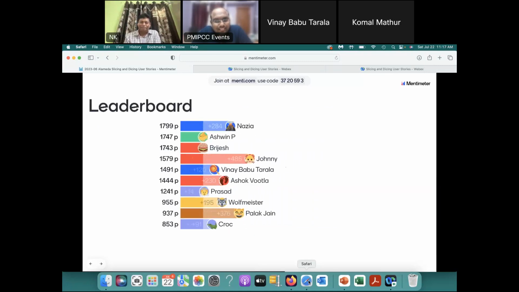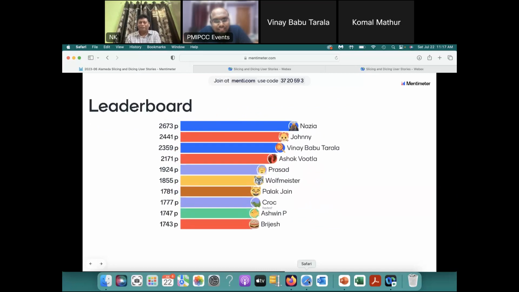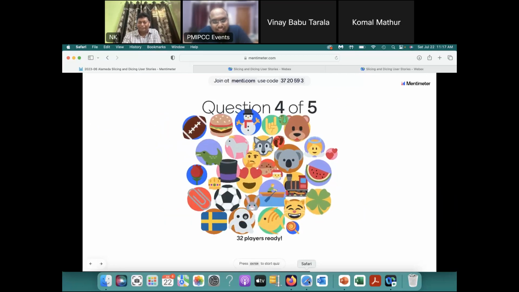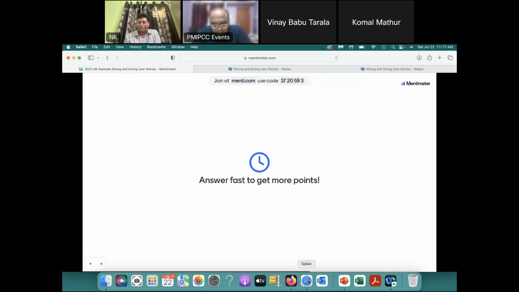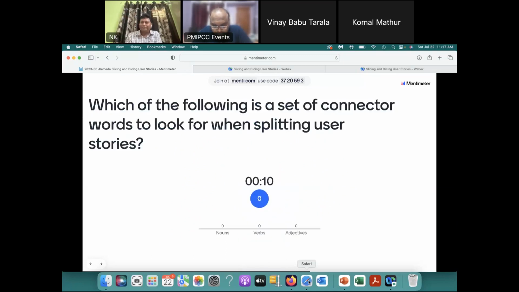Okay, let's see. Nazia, Ashwin went wrong. Okay, let's see, there may be some upsetting here. Okay, Johnny has come up. Nazia is still leading. So this is the 4th one now. Connector words. Yeah, we talked about connector words. What are those connector words? Yeah, there may be confusion here. Okay, all right.